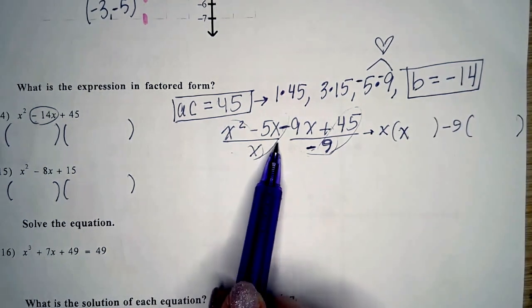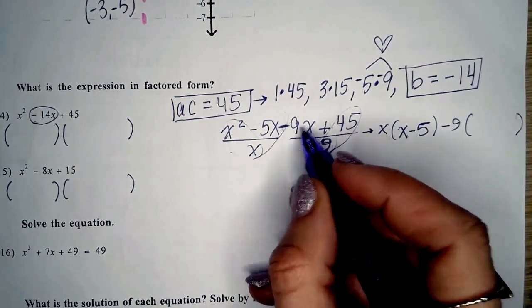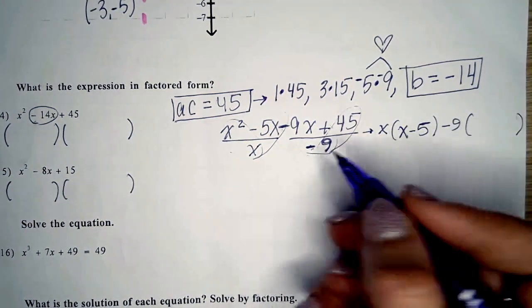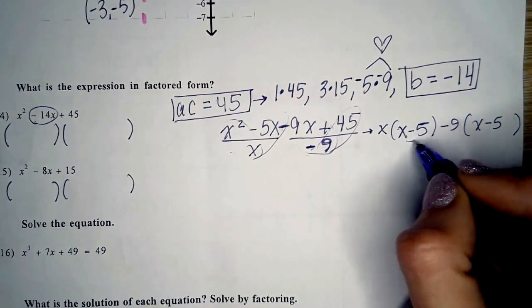So it's x squared minus 5x and then over x. X minus 5. Good. Nafia, what goes in the next parenthesis? I have negative 9x over negative 9 and positive 45 over negative 9. X minus 5. Good. If it matches, you're winning at life.